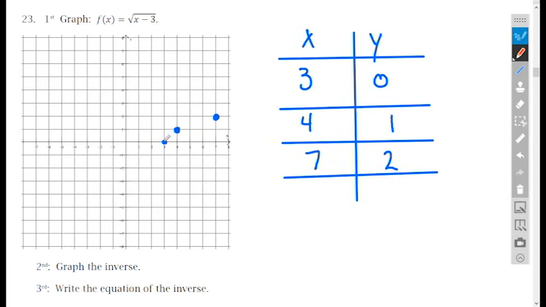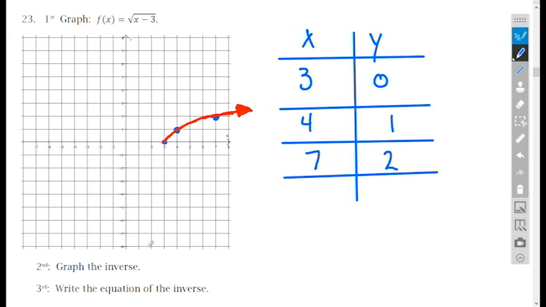I'll connect the points there. And this is a square root function. It just looks like a little curved arrow. And it stops here. Okay, it's not going to go any further than that, because then you're taking square roots of negative numbers. Okay, now it says to graph the inverse.